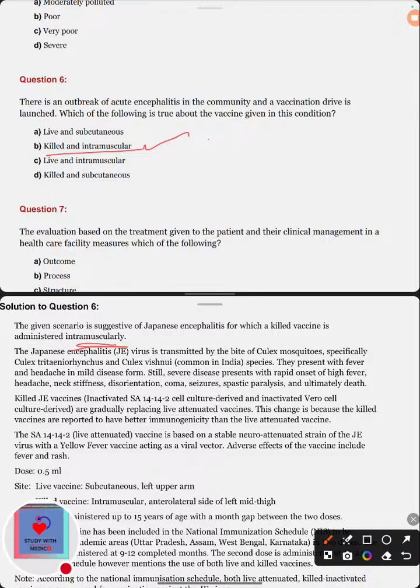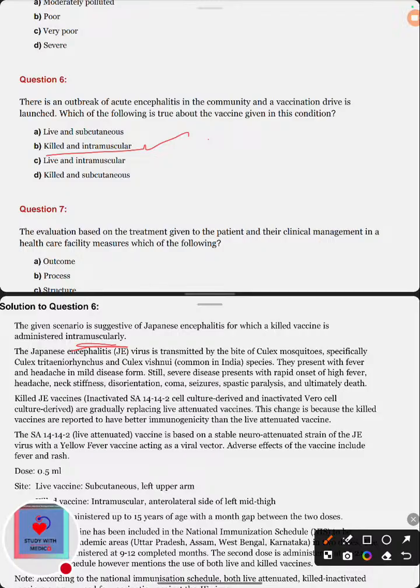This is caused by a virus called Japanese encephalitis virus. This virus is transmitted by the vector Culex mosquito, the female Culex mosquito, by its bite. Especially Culex tritaeniorhynchus and Culex vishnui. Vishnui is the common species in India.